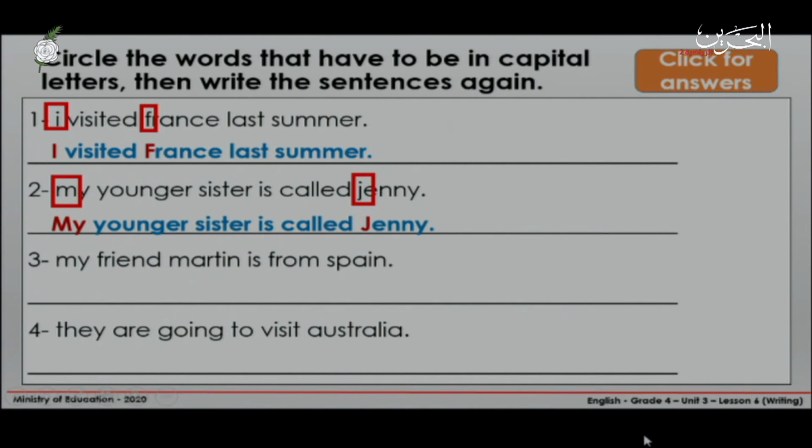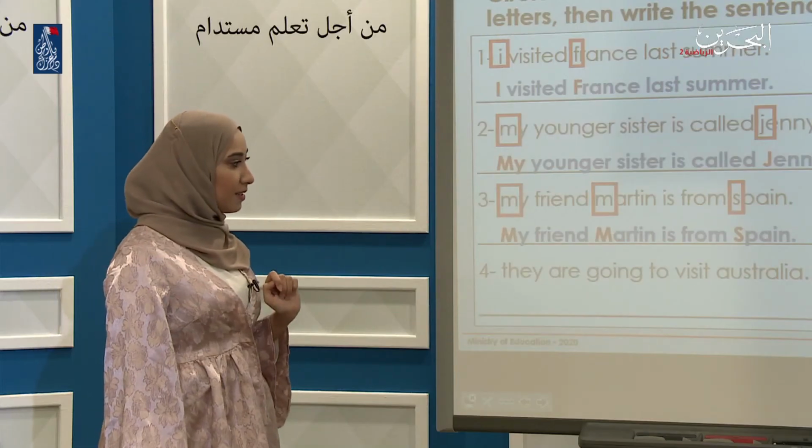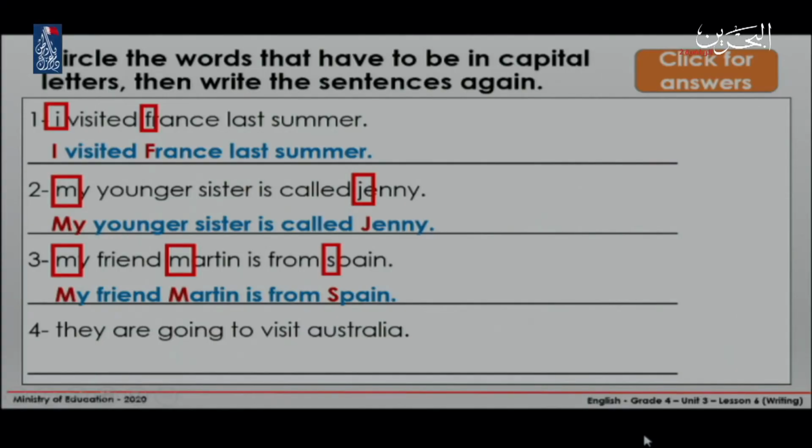Let's see number 3. My friend Martin is from Spain. Martin is the name of a boy. Let's see the first one. Martin, this is a name, and Spain, this is the name of a country. My friend Martin is from Spain. And the last sentence, they are going to visit Australia. They and Australia. They are going to visit Australia.